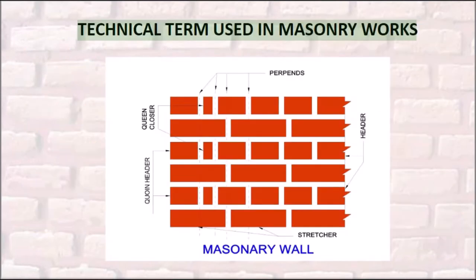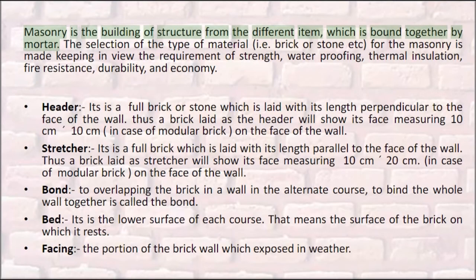Technical terms used in masonry works. Masonry is the building of structure from different items, which are bound together by mortar. The selection of the type of material, i.e. brick or stone etc., for the masonry is made keeping in view the requirement of strength, waterproofing, thermal insulation, fire resistance, durability, and economy.